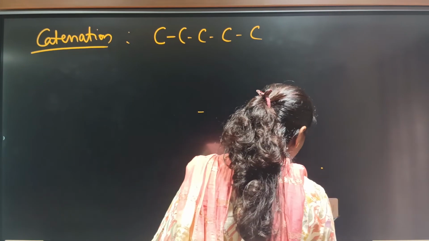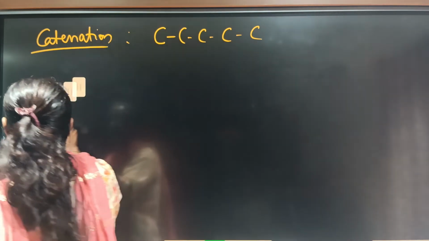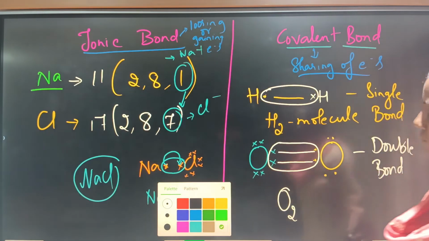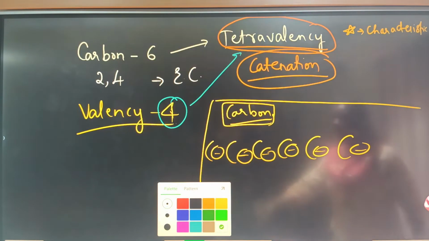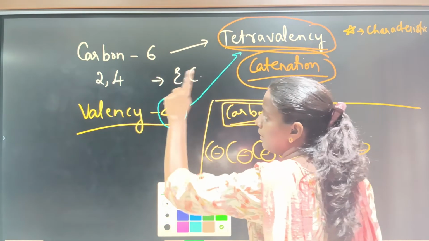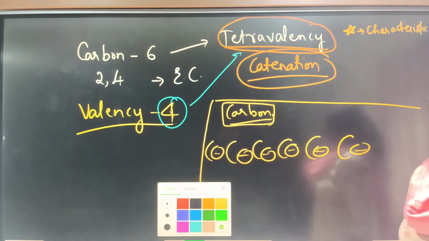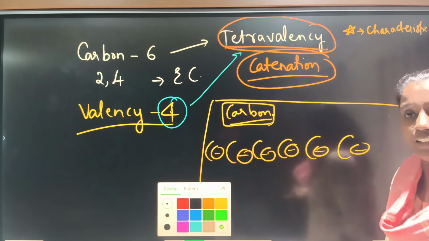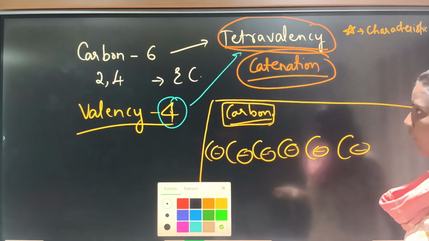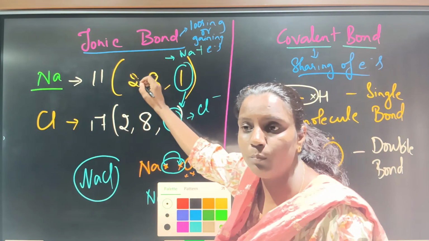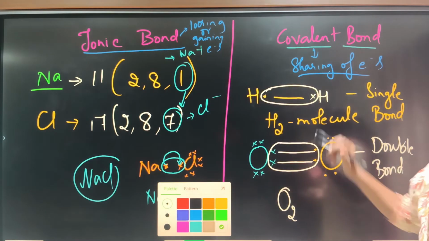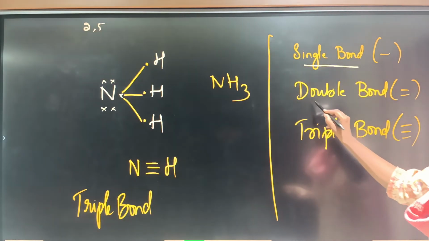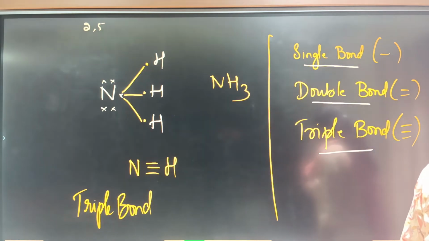Now, till here everybody understood? Just once I will revise it. We studied carbon, its atomic number, electronic configuration. The characteristics of carbon are tetravalency and catenation. You know what tetravalency and catenation are, right? Next, what is an ionic bond and what is a covalent bond? Then we studied single bond, double bond and triple bond.